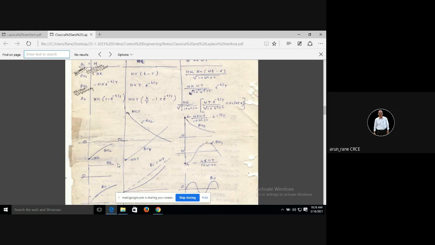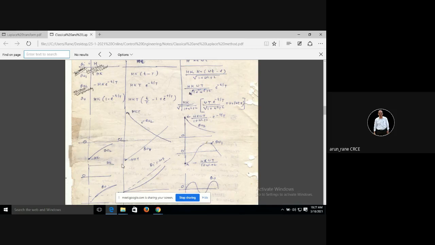So that constant can be shown like this. On the graph, a constant can be shown like this. See, on the y-axis there is the response, and on the x-axis we are taking time. Now there are two responses: one is the transient response and another is the steady state response. So this hk is a constant. It will be shown like this.